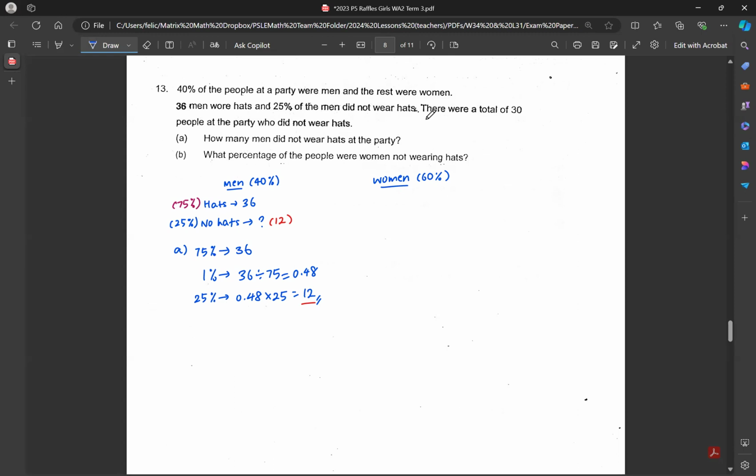Okay, now the next one, we are dealing with women. What percentage of the people were women not wearing hats? Right now, for women, they never provide us with any information, which means that we have to use the men to work out the women information. So I'll write this down first, hats and no hats. Now you have to use the 30 to help you, because they said there are 30 people who did not wear hats. So those who did not wear hats, I'm going to highlight in yellow. The 30 who did not wear hats will be these 12 men who didn't wear hats, and over here the women. If I were to work this part out, you can just use 30 minus 12, which gives the women without hats. So this will be 18 women without hats.